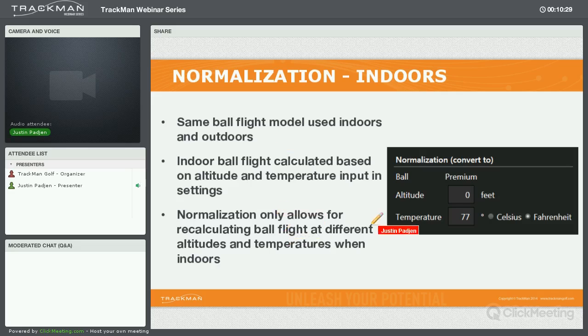But what normalization allows you to do is go in here and change these conditions and then see how that would have affected the ball flight compared to what it initially measured or calculated into the net. So it's a little bit different when you're talking about indoors and outdoors, but there's some similarities as well.